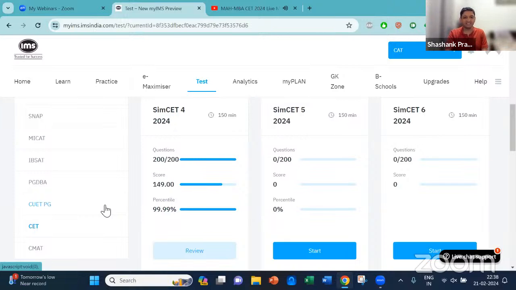Otherwise, it was a fine test, I think. Something somewhat similar to what CET looks like, or what has been reported to me. I haven't taken CET over the last couple of years, but that's what I have heard CET to be like. So I think it was a fairly fair test at the end of the day.